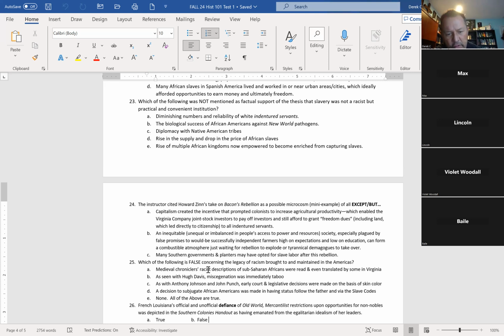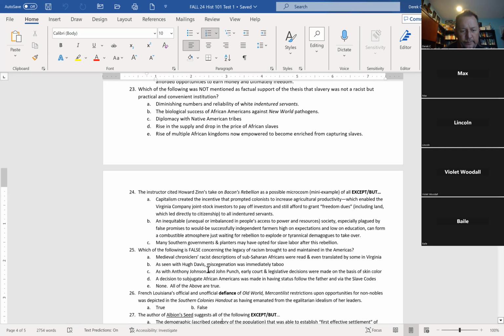Which of the following is false concerning the legacy of racism brought to and maintained in the Americas? So again, you should be able to find this right out of the section. It's the section right after the economic interpretation to slavery. All right.